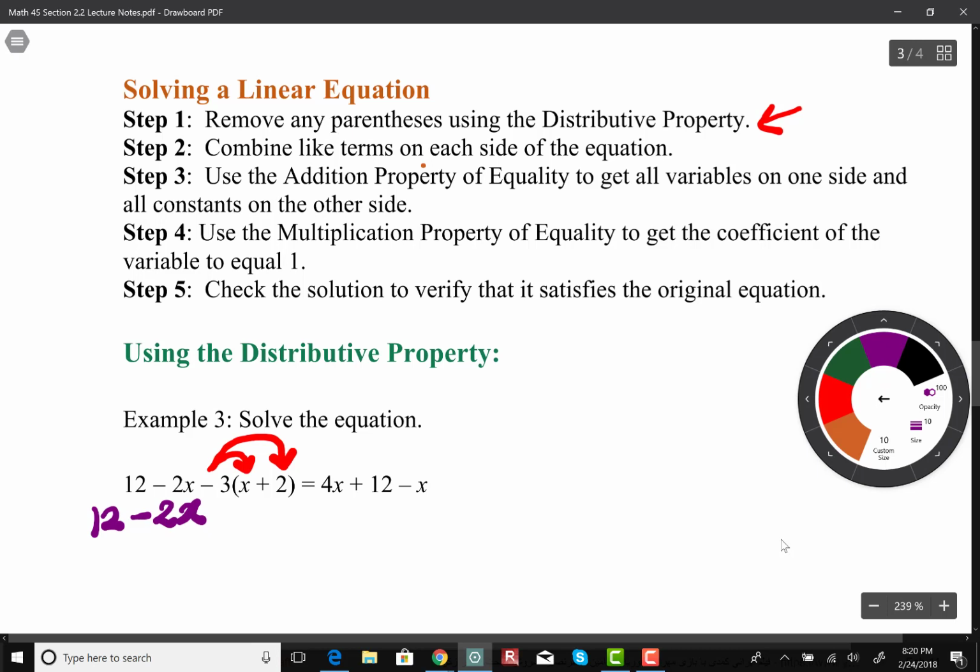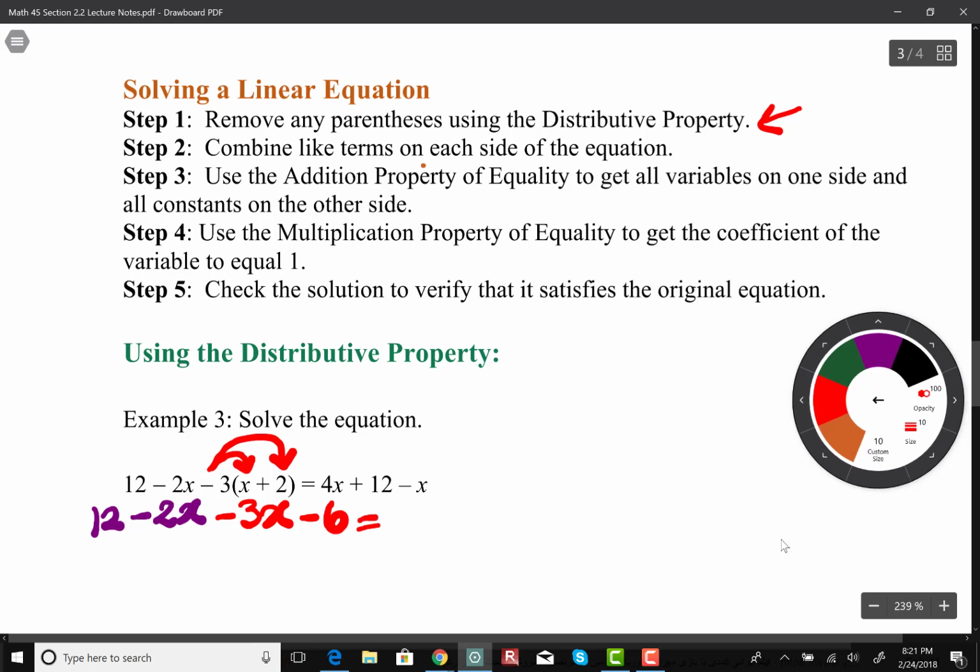Then when I distribute that, I'll leave it with a different color. -3x, -6 equals. So that's all I needed to distribute. -3x, -6 is the result. On the right side, I'm going to leave it as it is at this point, and I'll simplify it when we get to the next step.